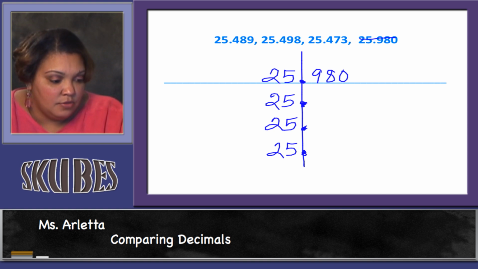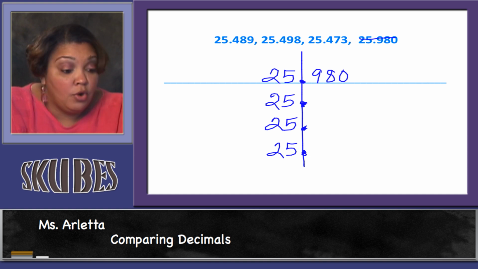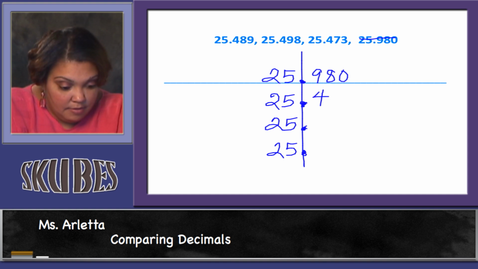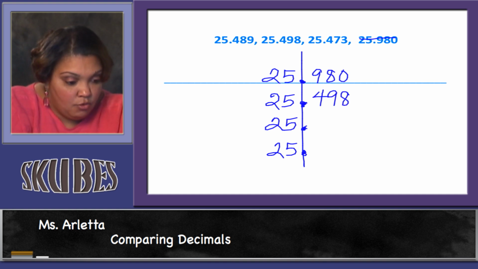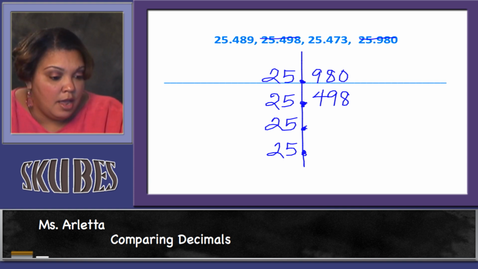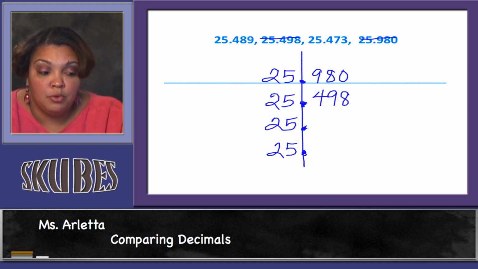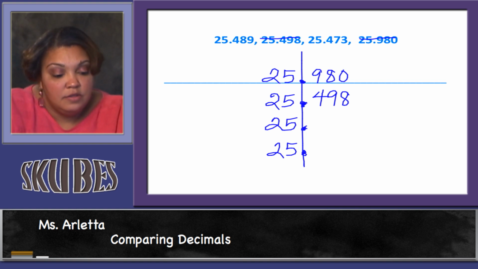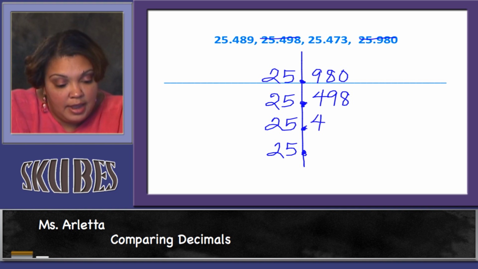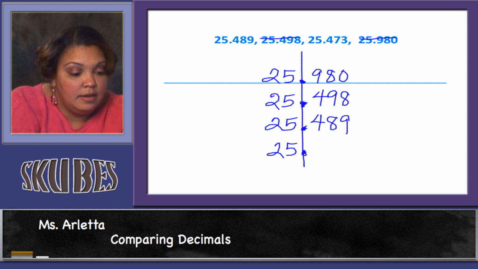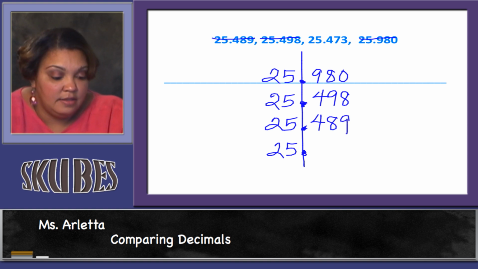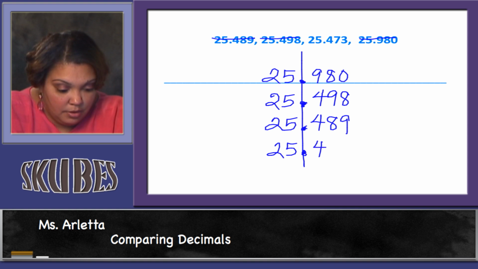Right next under that would be the 498, and I'll cross that one out. Now we have a choice of 489 or 473. And remember, we're going from greatest to least. So the next number would be 489. And last but not least, the 473.